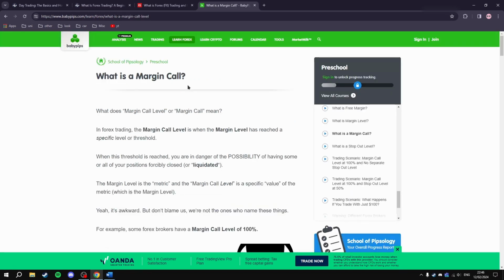What is a margin call? What does margin call level or margin call mean? In Forex trading, the margin call level is when the margin level has reached a specific level or threshold.